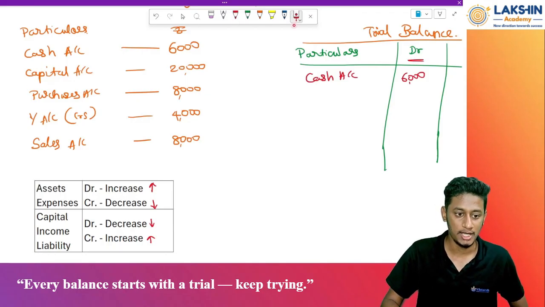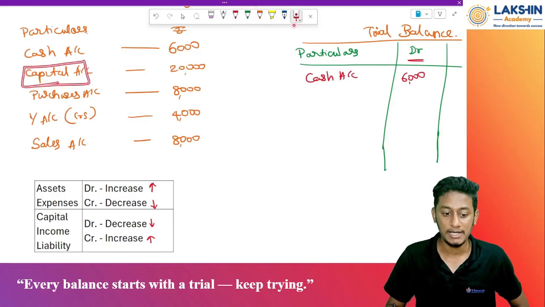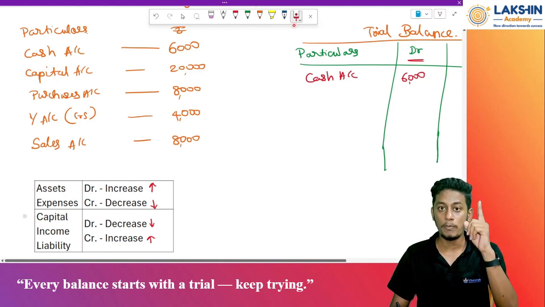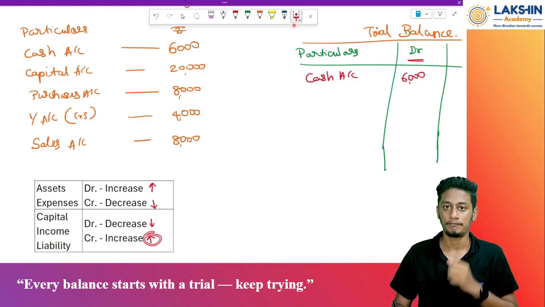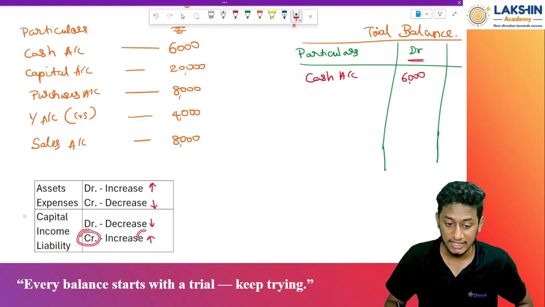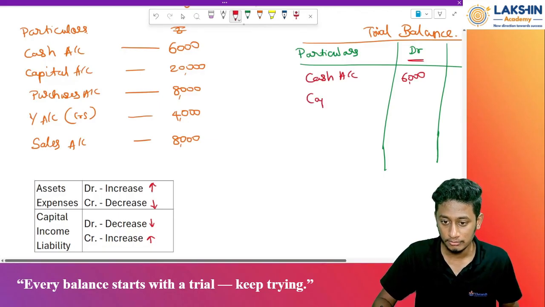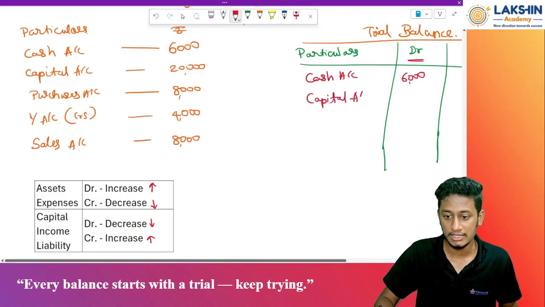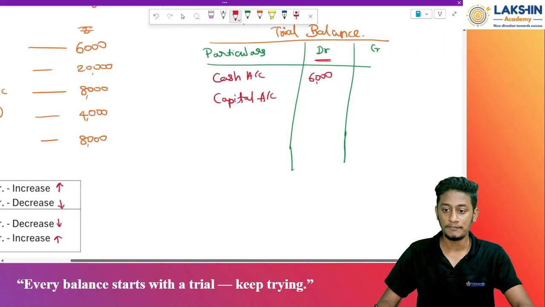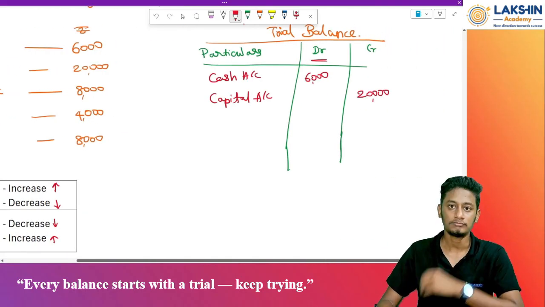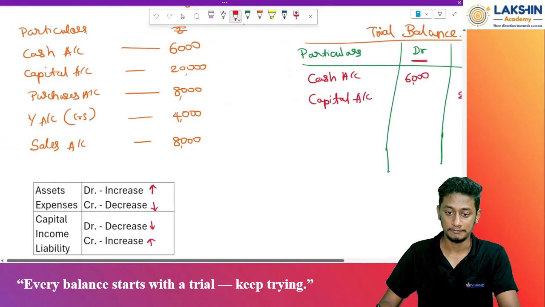Then, going ahead. We have capital account. Capital is categorized as capital itself out of 5 heads. So where is the upward arrow? On the credit side we have an upward arrow. So again, capital account, where to pass the entry? On the credit side. So capital account has a balance of 20,000 rupees. Second part done.